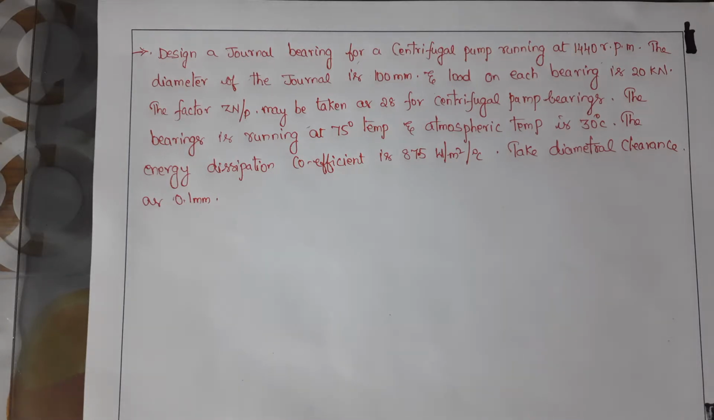The energy dissipation coefficient, that is the C value, is given as 87.5 watt per meter square per degree centigrade, and we are also asked to take the diametral clearance as 0.1 mm. So while you are starting the problem, just write the given data.